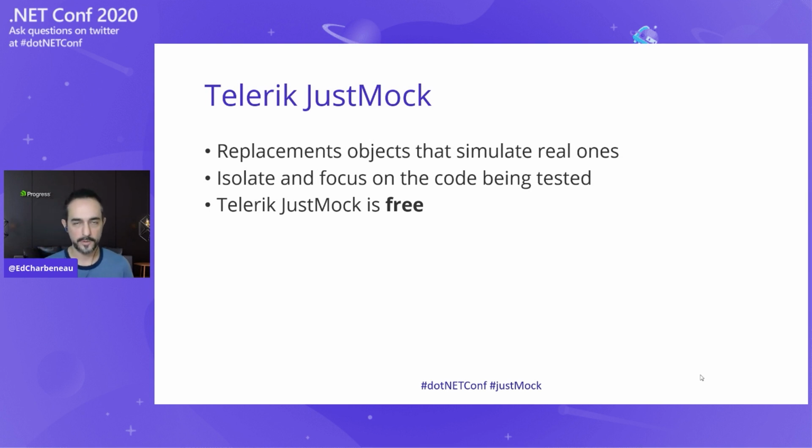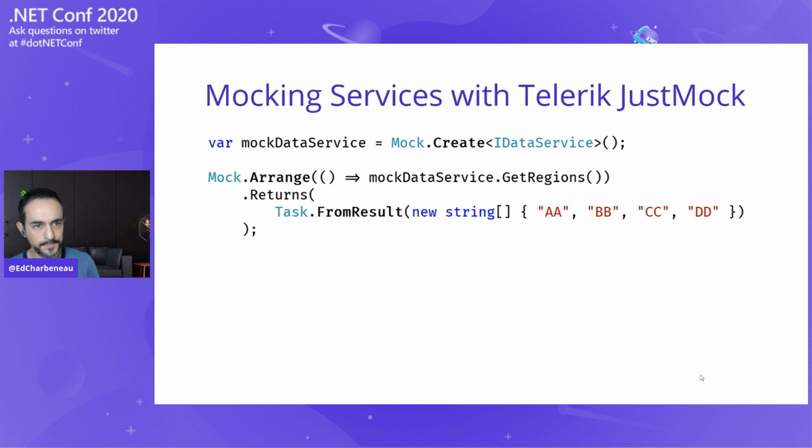There are other mocking libraries out there, but what's nice is we're looking for integration points with Blazor right now, and we're finding that bUnit is a nice fit for JustMock when we're using the Telerik UI components. With JustMock, we're able to replace objects and simulate real ones. That lets us isolate the code that we're testing and focus on the unit under test. And best of all, JustMock's free. JustMock Lite is a free version of JustMock from Telerik.